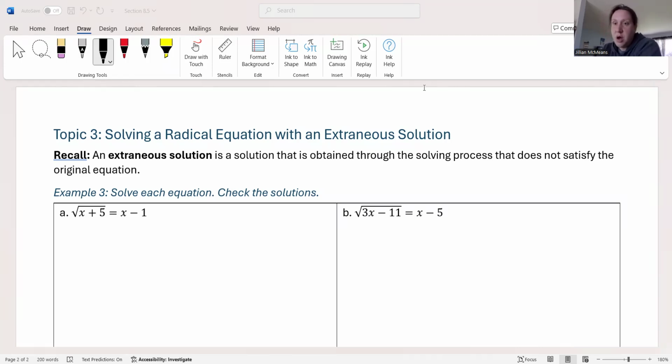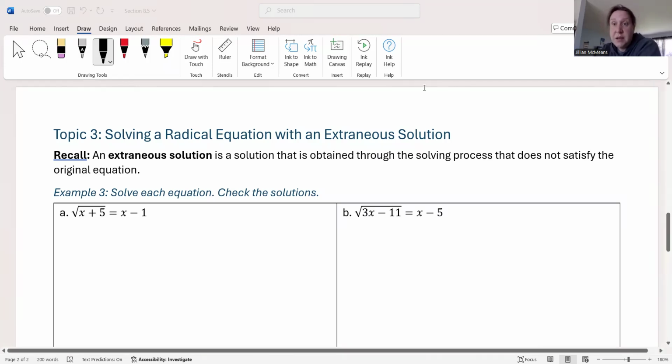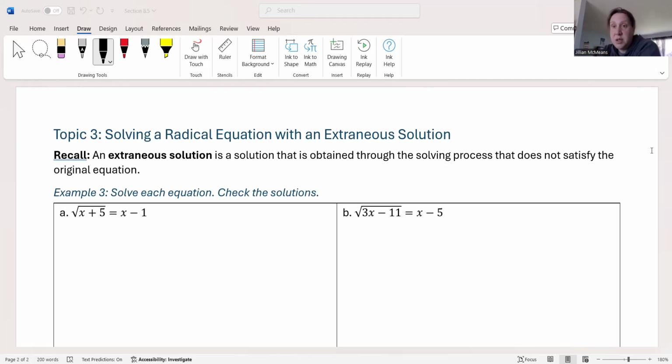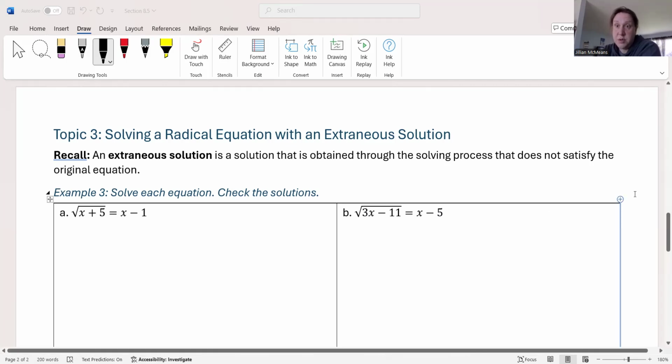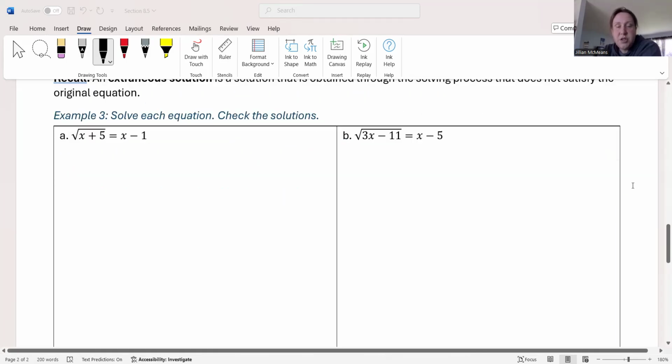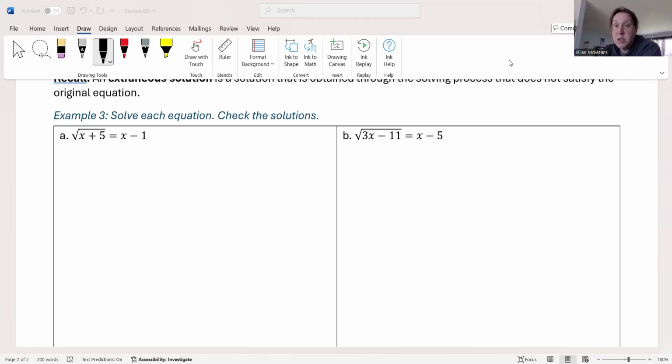Okay? So just recall, I already reminded you of this at the beginning of the worksheet, but an extraneous solution is a solution that is obtained through the solving process that does not satisfy the equation. So when you're dealing with radical equations that have an even index, so for us, we're just going to do square roots, when you're dealing with an equation that contains a square root, you must check your solutions. Okay. And this is going to be a real good reason why. Okay. So the directions here again, just say solve the equation and check the solutions.